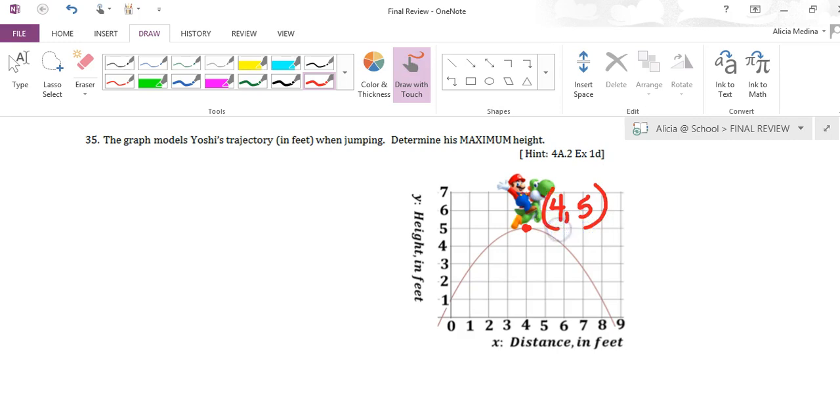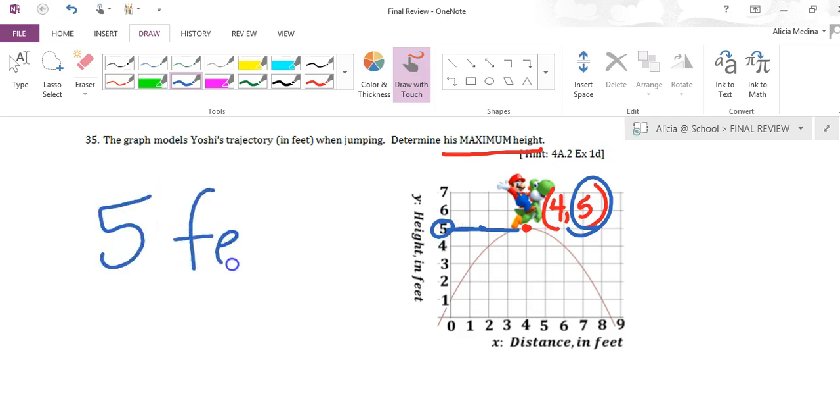But since it's asking for just the height, all I need is that y value. So the height is determined by whatever that y value is. So I just have to say 5 feet. Right? I don't need that vertex point. It's just 5 feet.